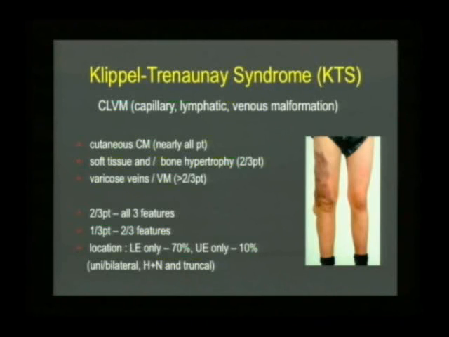So you may have enlargement of one leg. For example, it may be longer in length or larger in girth, or both. And also the presence of varicose veins, or varicosities, and sometimes venous malformations, which are present in over 2/3 of patients.